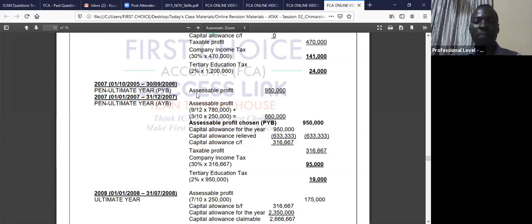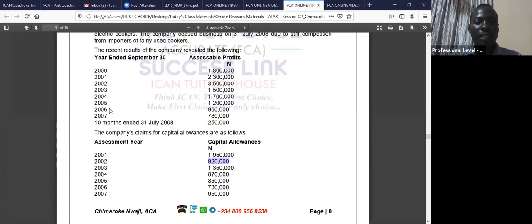There is a law in penultimate year that you can choose PYB or AYB, whichever is higher. So your PYB is the basis period that ends in September 2006. So you go for September 2006, the basis period, and you take 950. And that's the 950 we got here.